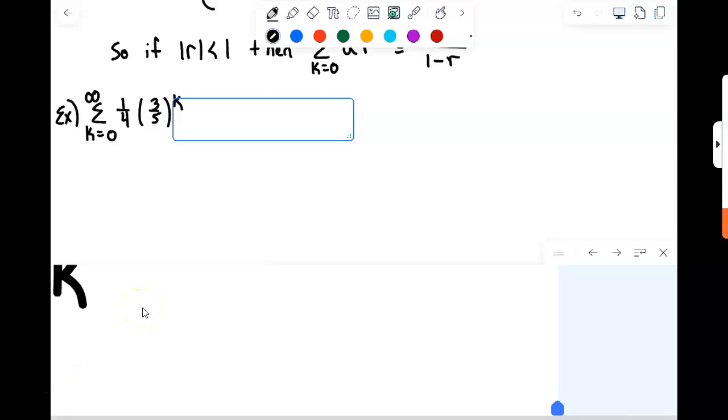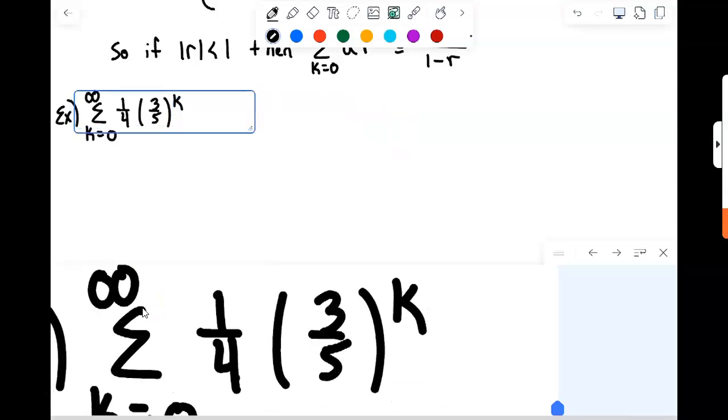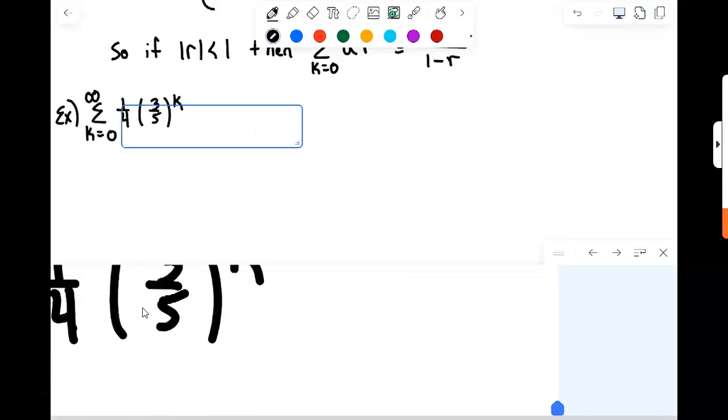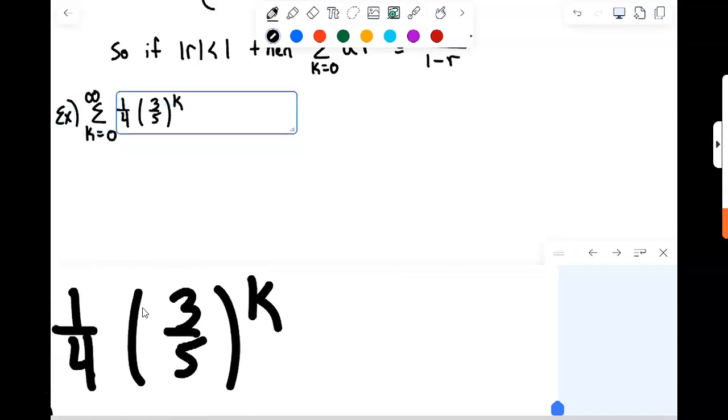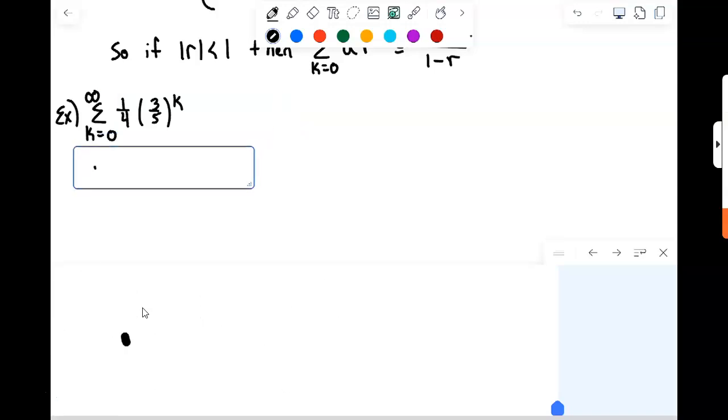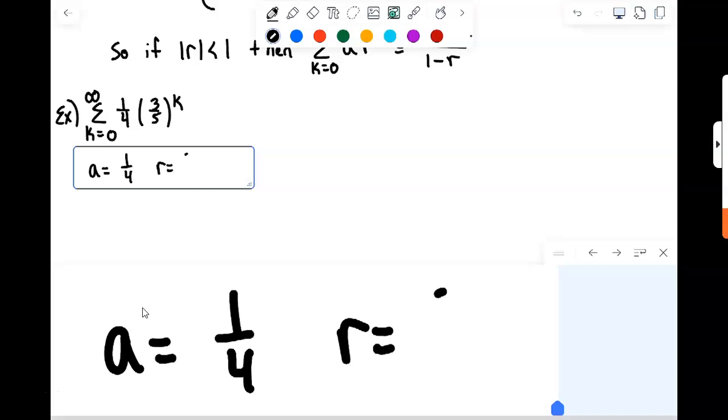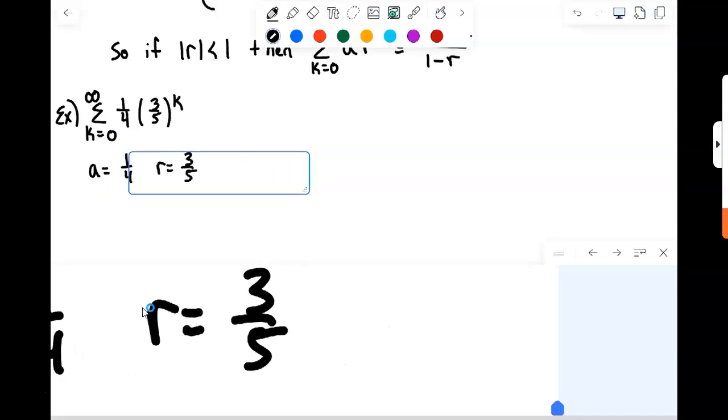Okay, so we're going to be looking at computing some geometric series now. So here we have, as our first example, the series as k goes from 0 to infinity of 1/4 times 3/5 to the k. So we recognize a is 1/4, and we recognize the ratio as 3/5. The absolute value of the ratio is less than 1, so we know this will converge.